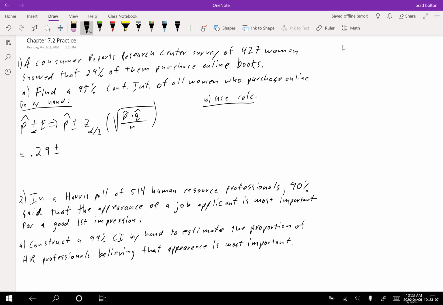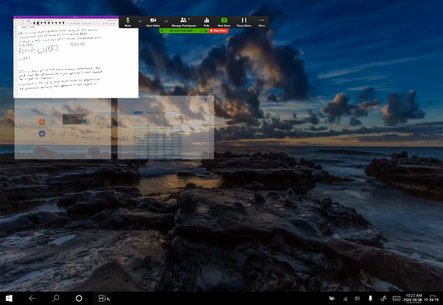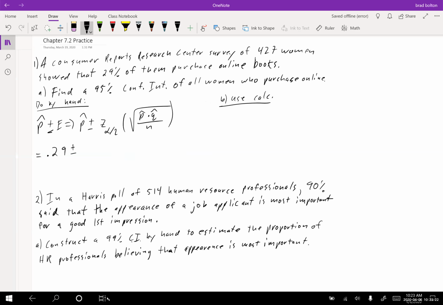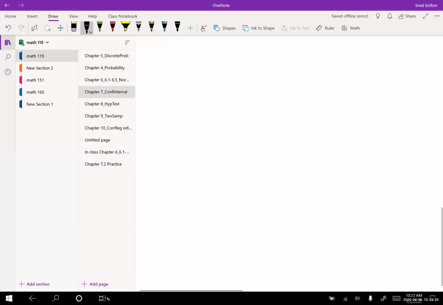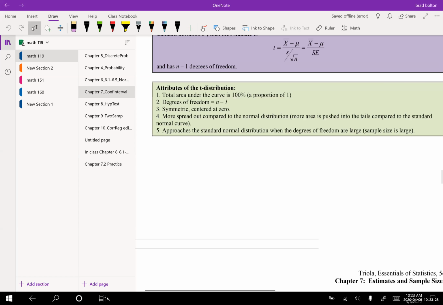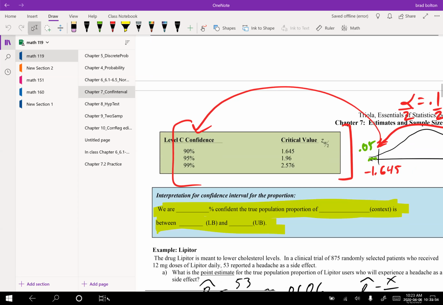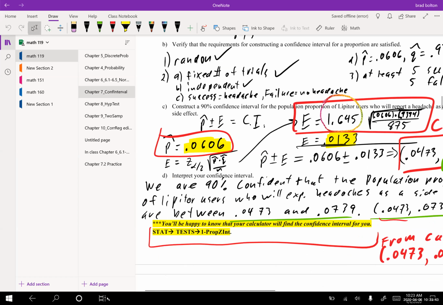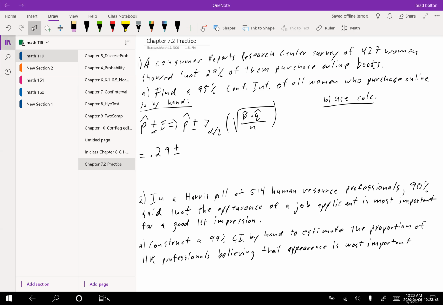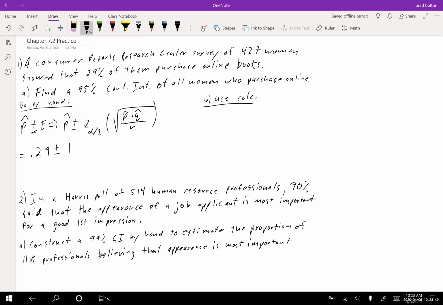Now remember, how do we find z alpha over 2? Well, in this case, they told us that it's a 95% confidence interval. So if we go back to our notes from chapter 7, way up here, we remember our critical value for z alpha over 2 when we're doing 95% is 1.96. So I'm going to go back to my 7.2 practice, and we're going to use 1.96.